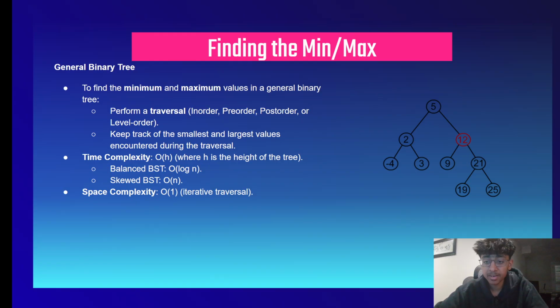Now let's look at how to find the min and max of these. So in a binary search tree, the minimum and maximum values are located at the extreme left and right of the tree respectively. To find the minimum, you start from the root and move left until the last node is reached. Similarly, to find the maximum, you start from the root and move right until the last node is reached. The time complexity of these operations is O(h), where h is the height of the tree. In a balanced BST, this is O(log n), but in a skewed tree, it can be O(n).